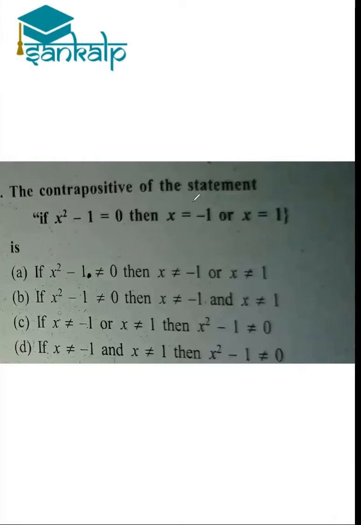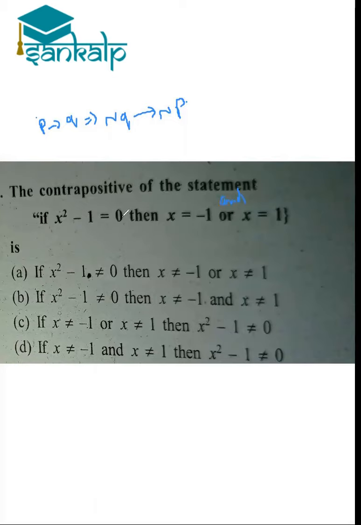So the contrapositive part of the statement is given by, if P implies Q is a statement, then the contrapositive is negation of Q implies negation of P. And so in this statement, if-then stays as it is, there is no change, only x is equal to minus 1 will get replaced by not minus 1, and or will get replaced by and.